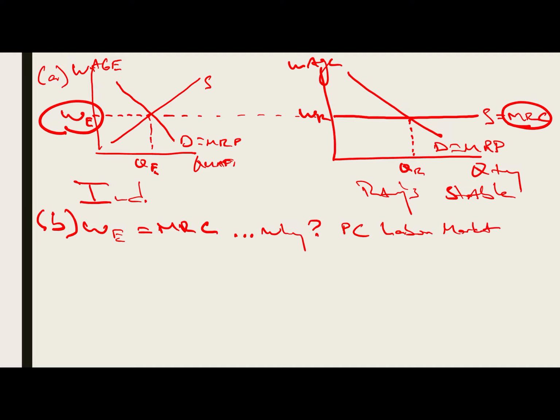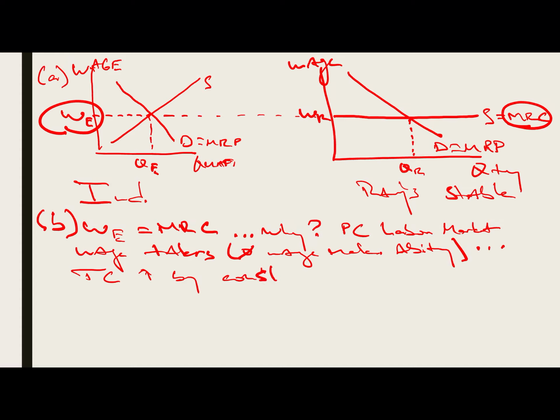the wage equals MRC because it's a perfectly competitive labor market, meaning that the firms are wage takers, right? They have zero wage making ability. And if they have zero wage making ability, it means that the total cost is increasing by a constant wage. Thus, marginal resource cost equals supply. So that's really the rationale for why the supply curve is the same thing as the wage.